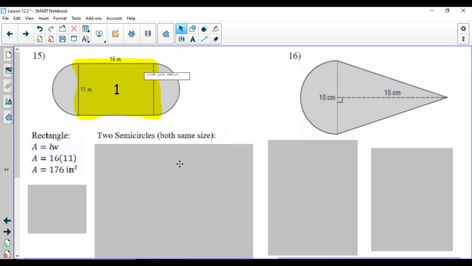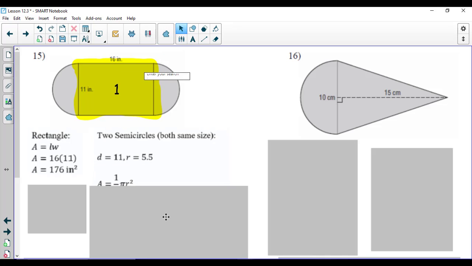We then have the 2 semicircles, which are both the same size. We want to notice first that the diameter of each of these semicircles is 11. That's the distance the whole way across the circle. The radius then is going to be half of that, which means it's going to be 5.5 inches.